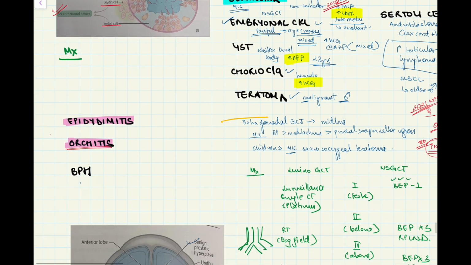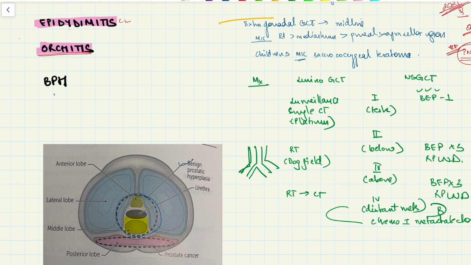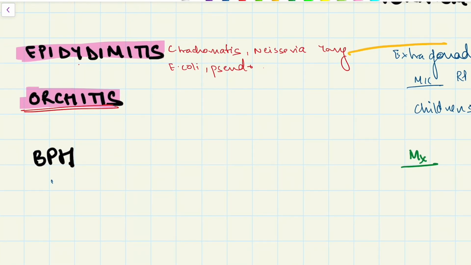Next we will talk about epididymitis and orchitis. The most common causes are Chlamydia trachomatis and Neisseria gonorrhoeae in young males, while in older males the most common causes are E. coli and Pseudomonas, right? It is also associated with UTI and BPH. They can also be due to autoimmune disorders like granulomas involving the seminiferous tubules.